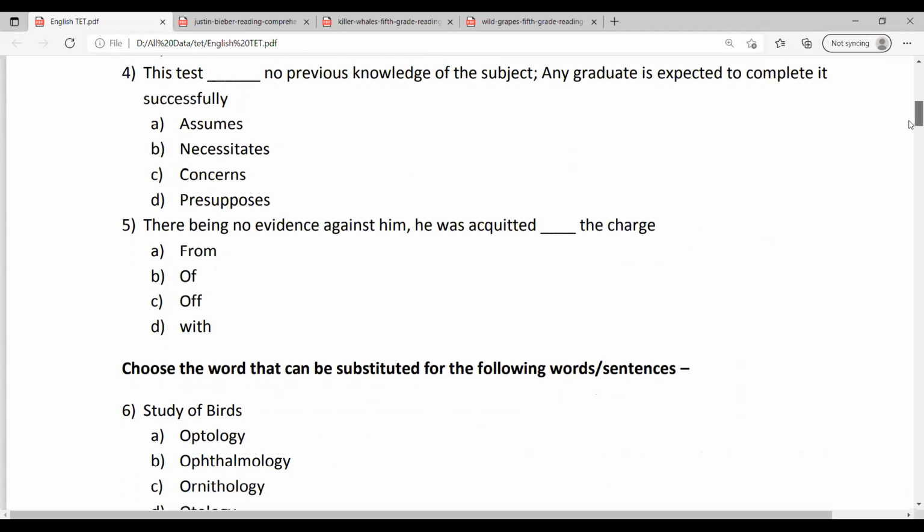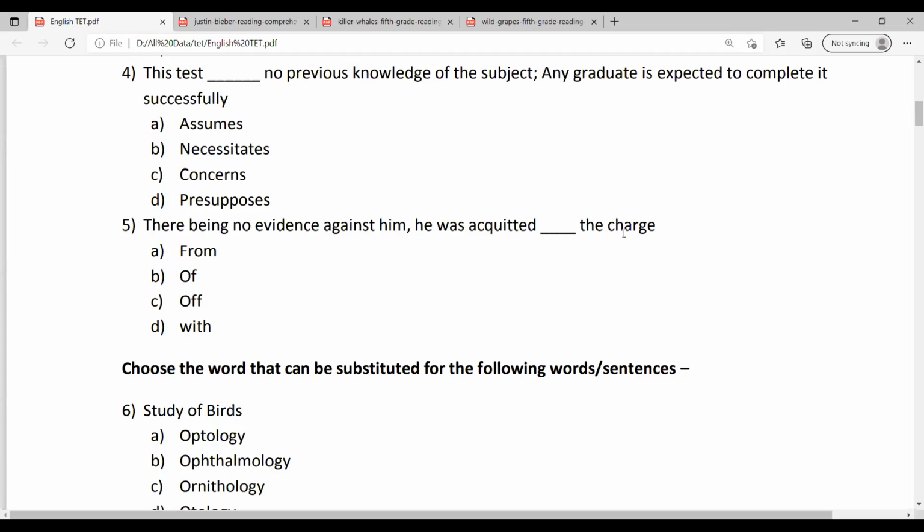The fourth question. This test, dash, no previous knowledge of the subject. Any graduate is expected to complete it successfully. Assumes no previous knowledge, necessitates, concerns, or presupposes. Necessitates. Okay, this test necessitates no previous knowledge of the subject. So you see, take your time, understand the question, and see which word fits in there. Do not hurry, because in that hurry we will forget that the word had another meaning.